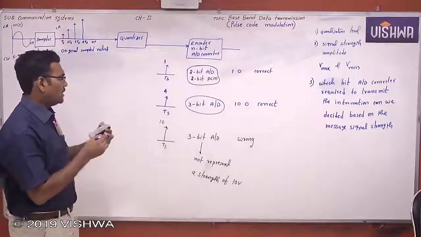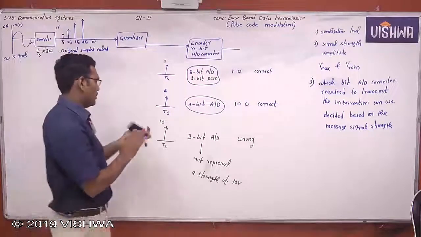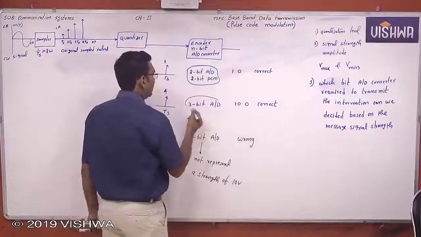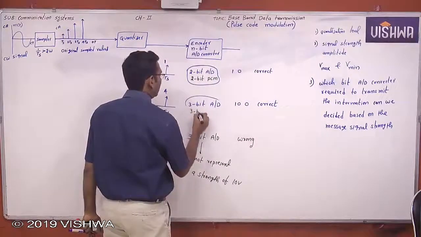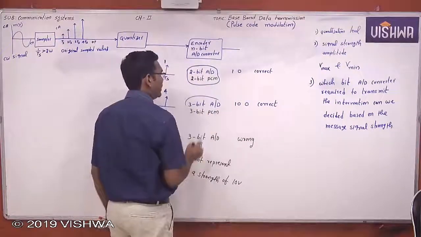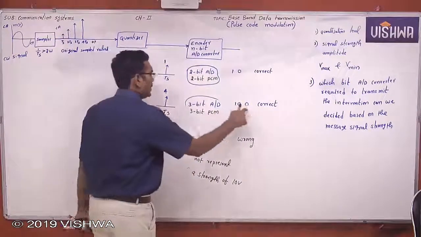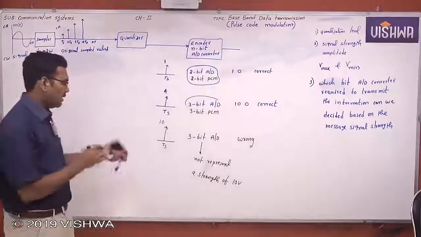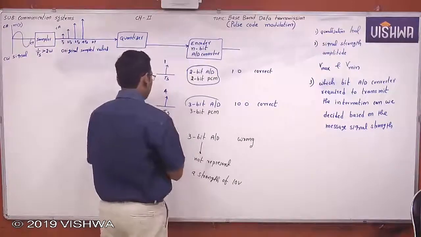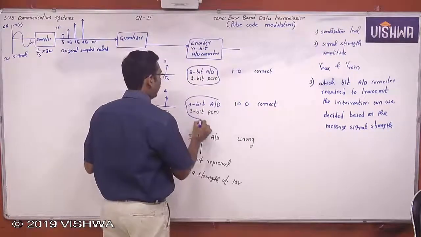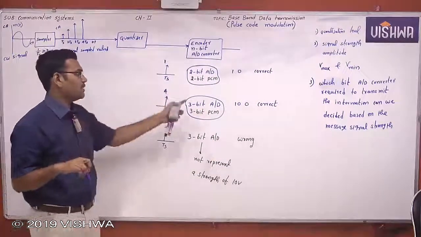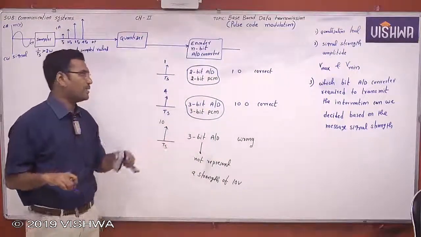Now, this is the 3-bit PCM system, 3-bit A to D converter, which means that 3-bit PCM system means the encoder is a 3-bit A to D converter. Each sample is encoded into 3 bits. That is the meaning of that. Clear or not? 4-bit PCM system means each sample is encoded into 4 bits. That is the meaning of 2-bit PCM system, 3-bit PCM system, 4-bit PCM system.